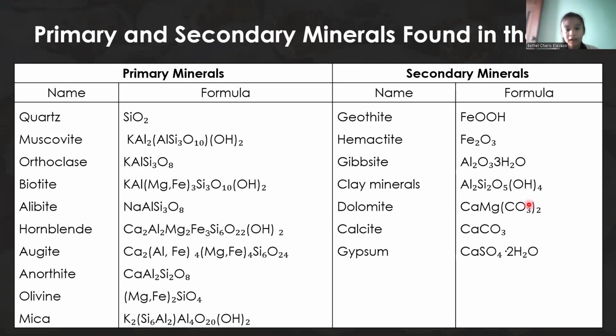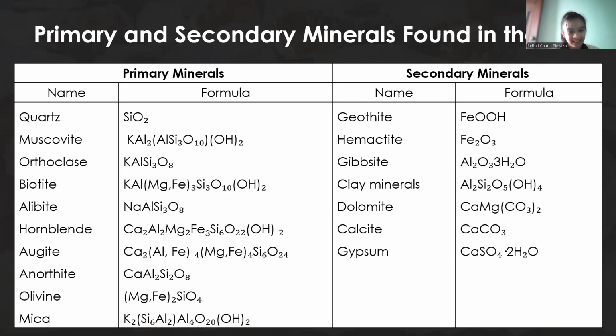Okay? Next, si dolomite. It contains calcium, magnesium, carbon, and oxygen. And si dolomite, it is a carbonate mineral na na-form through the reaction of water-containing dissolved carbon dioxide with calcium and magnesium rocks. Okay? Next, si calcite. Alam ko, malilito kayo dito.